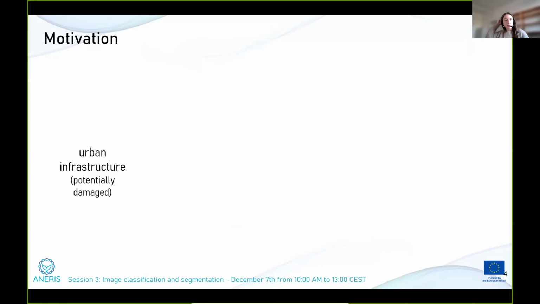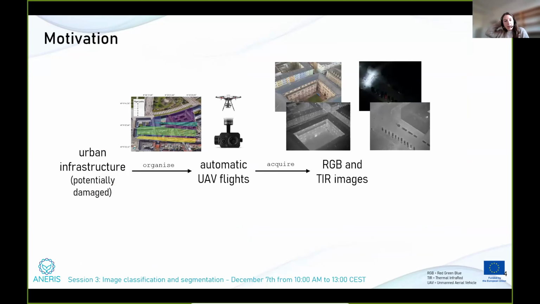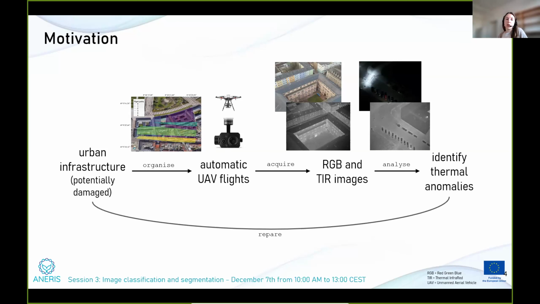So how do we do this in practice? Well, we start off obviously with some urban infrastructure that we suspect may be potentially damaged. This can also be like generally city districts and so on. And then we organize some UAV flights, which due to the technology, it's pretty simple to do actually. So we can program the drone to fly over the areas on its own. And we thus acquire multispectral data, so RGB images you'll all be familiar with, the standard red, green, blue, but also thermal images. And we can then analyze these and identify our thermal anomalies. This is where AI comes to play. With the results, we can then repair the urban infrastructure that we're looking at.